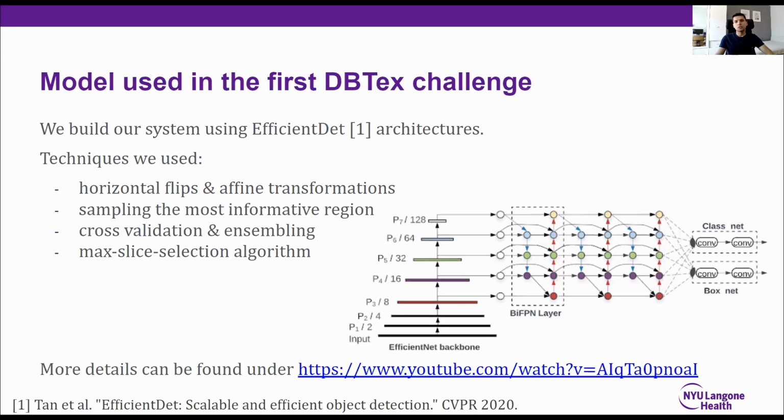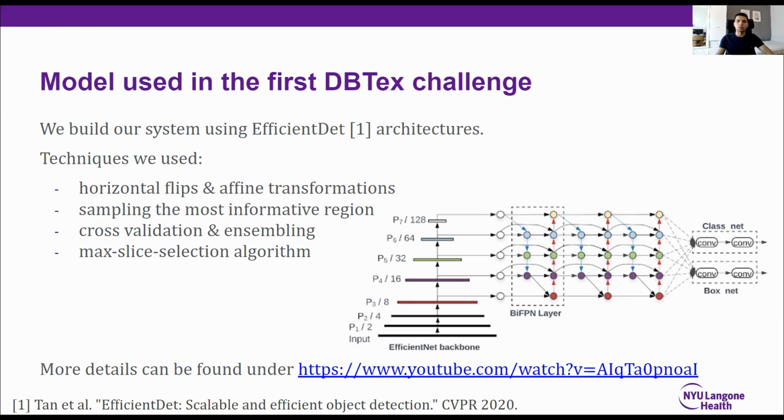The goal of the second DBTex challenge is the same as in the first challenge. For this reason, we use the winning solution from the first challenge as a base for our experiments. The solution is based on a 2D EfficientDet model that uses EfficientNet as a backbone, processes the signal with a BiFPN network, and passes it to two heads, one to fit the boxes and one to classify them.